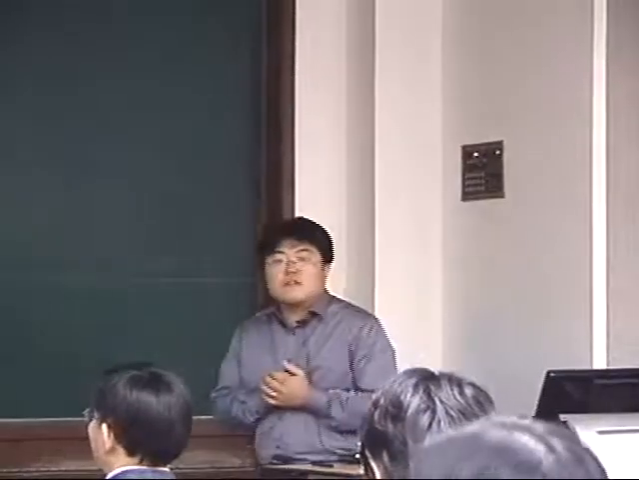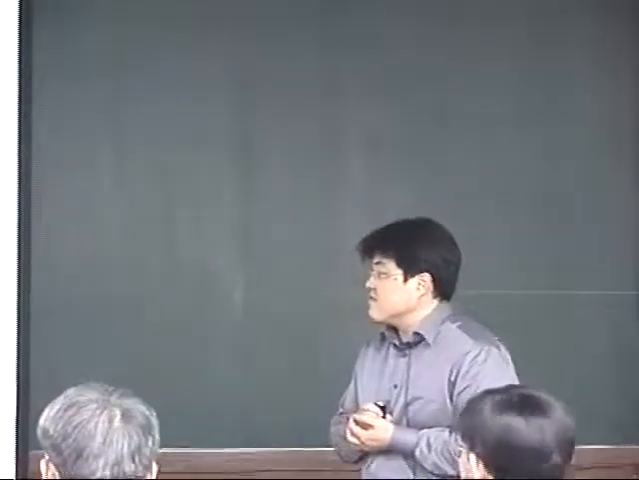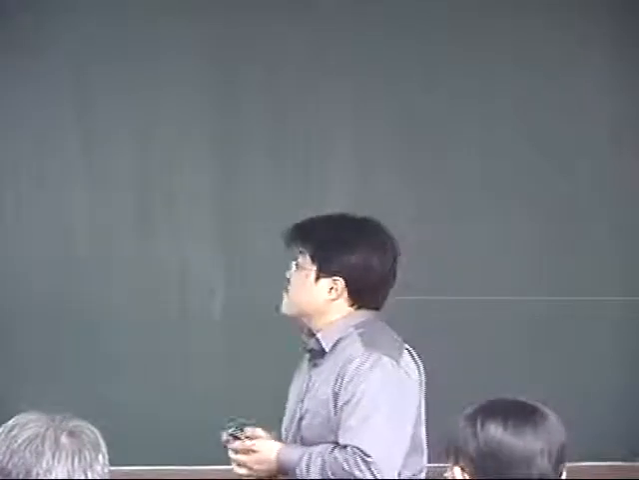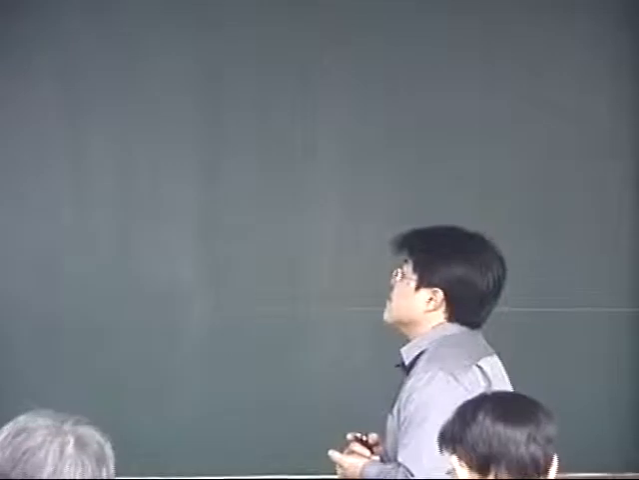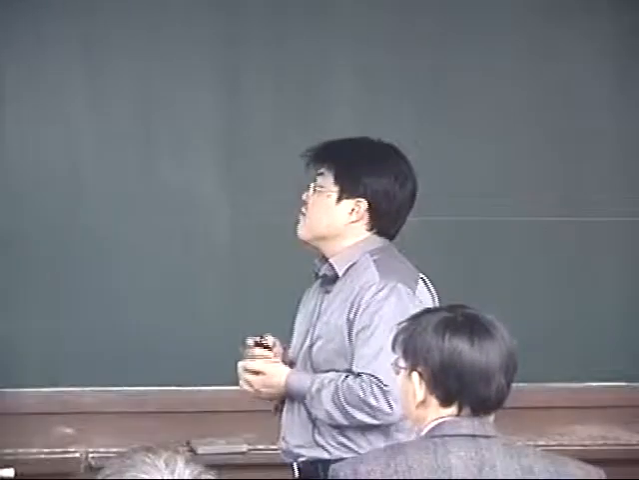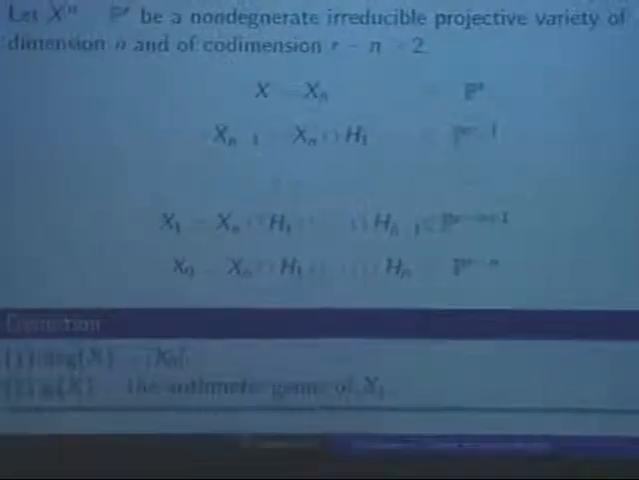First, let me slowly define the degree and the sectional genus of a projective variety. Let X be a non-degenerate irreducible projective variety of dimension n. We always assume that the codimension is bigger than or equal to 2 to avoid the hypersurface case. Then by taking hyperplane sections, we can get a sequence of subvarieties of X.